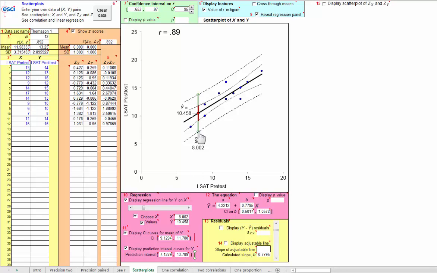Why such a long interval? Because we're talking about an individual student, not the mean of all students here. That's what this confidence interval in red refers to, but the prediction interval for an individual student is much longer. So we have a confidence interval on the slope, we have a confidence interval for the mean of y at a particular selected x value, and then we have a prediction interval for individual cases at a particular x value.